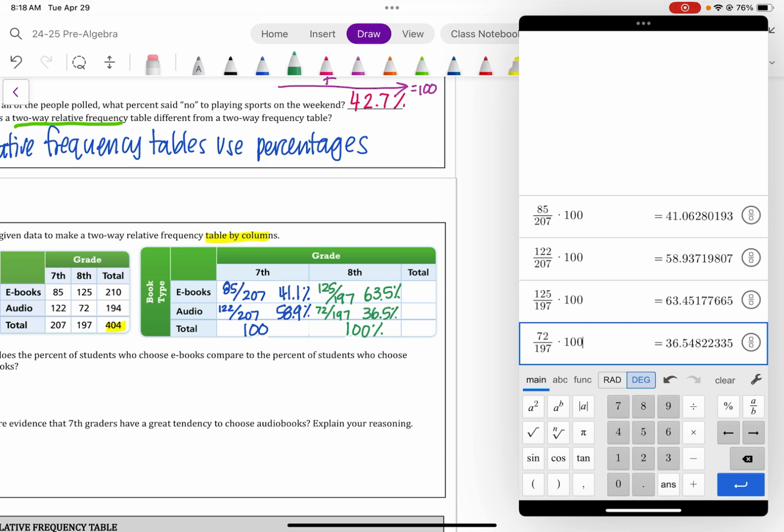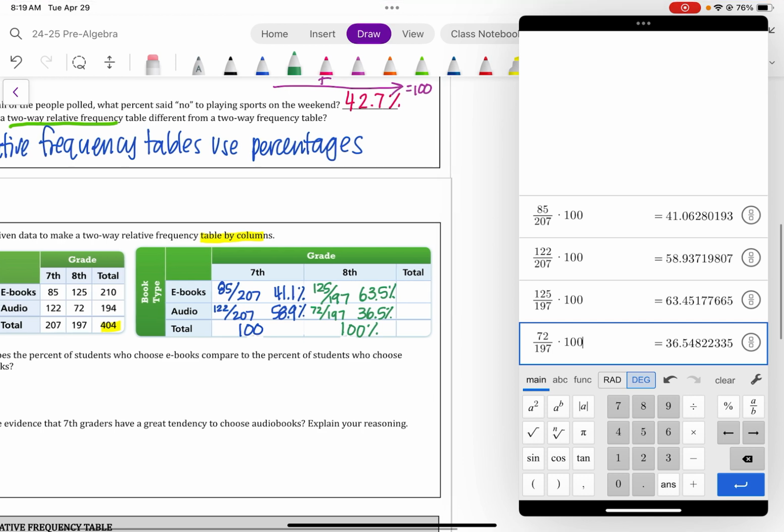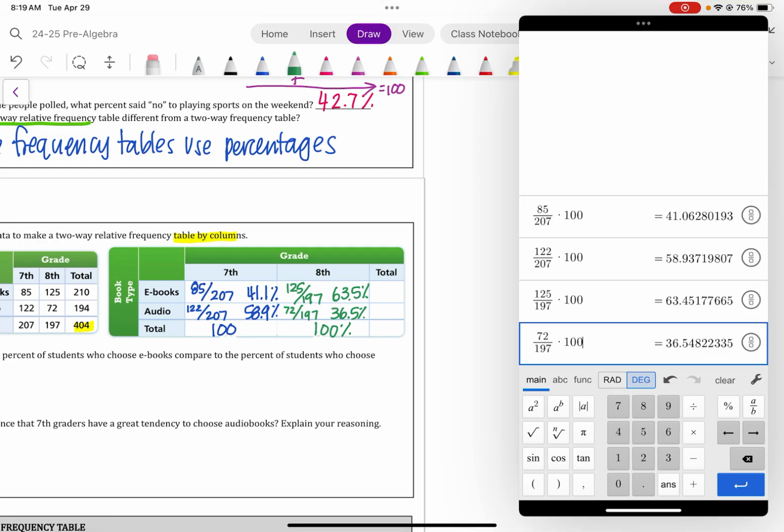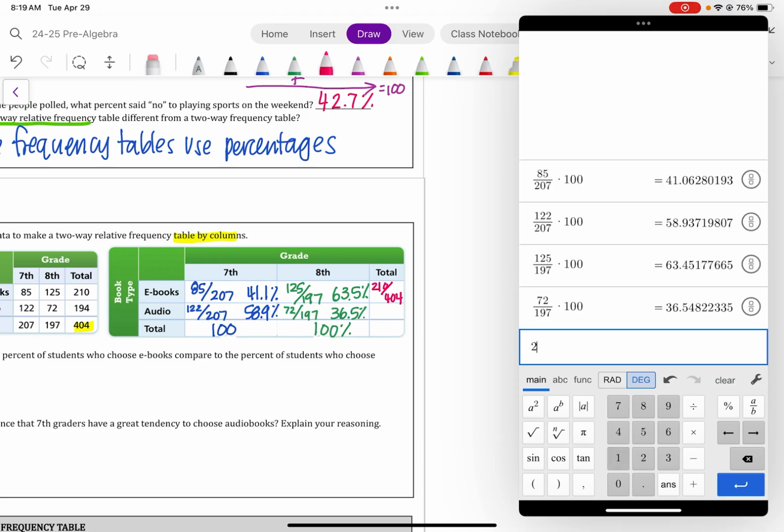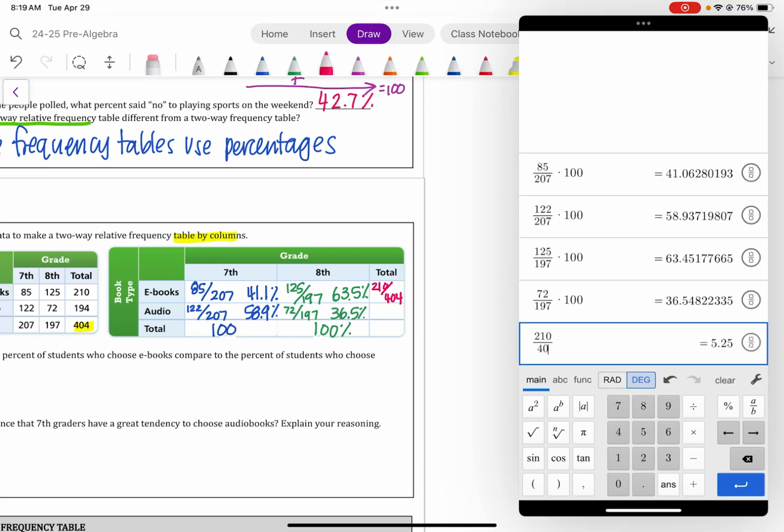Now, out of the totals, there's 404 total people, so we're going to take 210 and divide it by the 404. So 210 divided by 404 is just a little over 50%. So 51.9, the 8 rounds to 9 to a 10, so that's 52%.